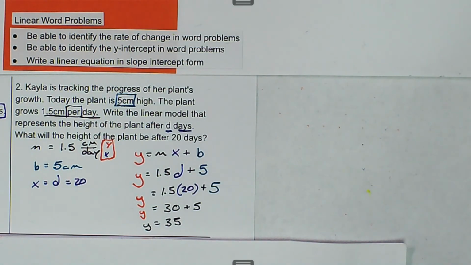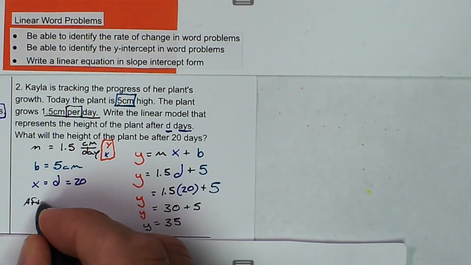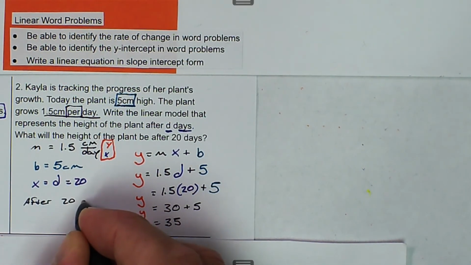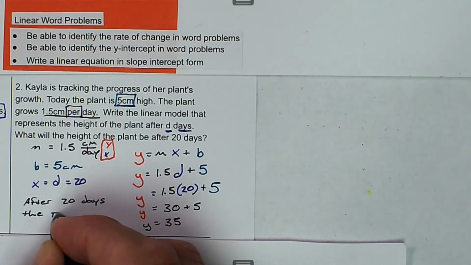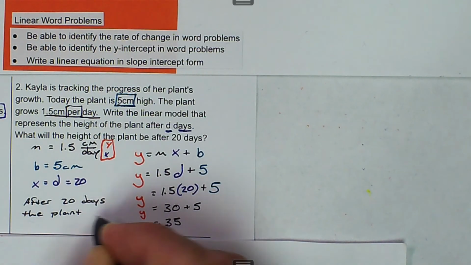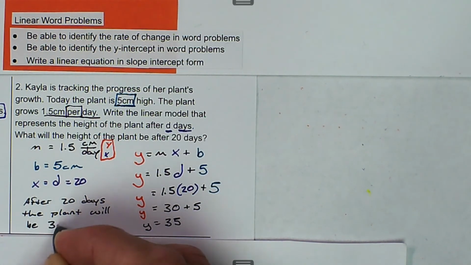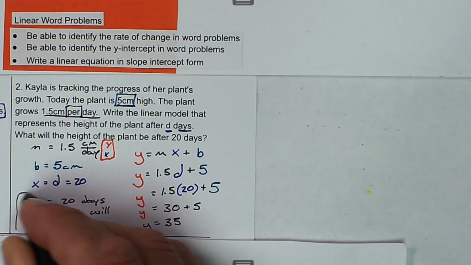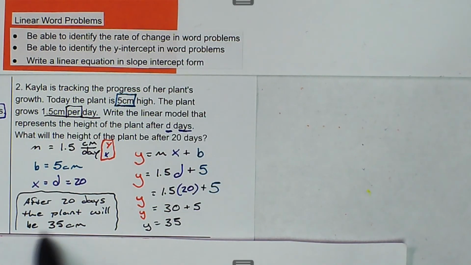And so what will the height be of the plant after 20 days? After 20 days, the plant will be 35 centimeters.